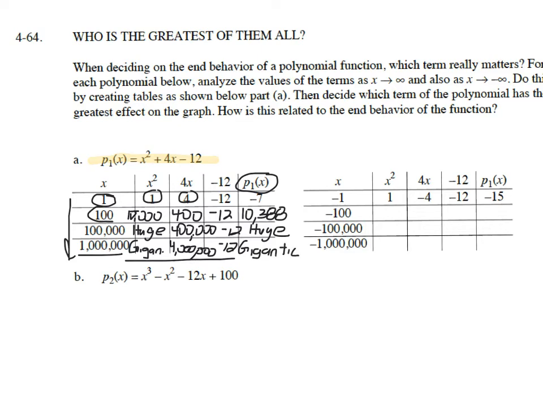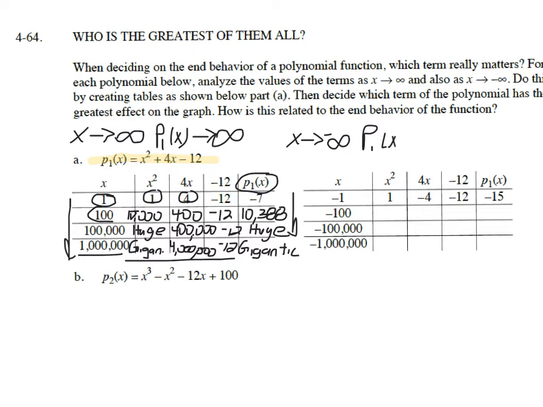So as x goes to positive infinity, p sub 1 of x is also going to positive infinity. In other words, as x becomes very, very large, p sub 1 is becoming gigantic. But what happens as x goes to negative infinity? P sub 1 of x, does that go to a negative infinity or does it go to a positive infinity? Well, let's check this out.